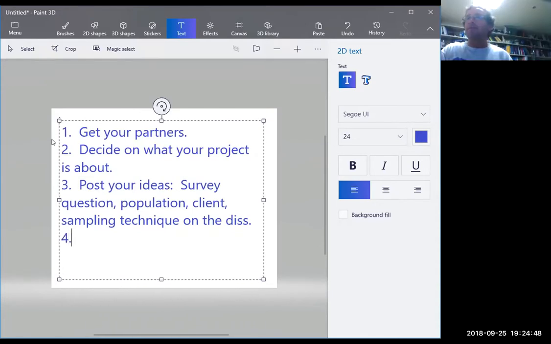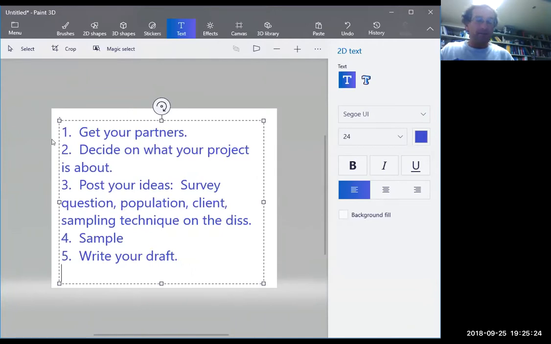Step 4. Step 4 is sample. So go out and ask the people, after I've actually said, yes, the project's going to be good, and you've fixed it. Step 5, write your draft. And of course you've got to put it into the spreadsheet too. That's all part of writing the draft.